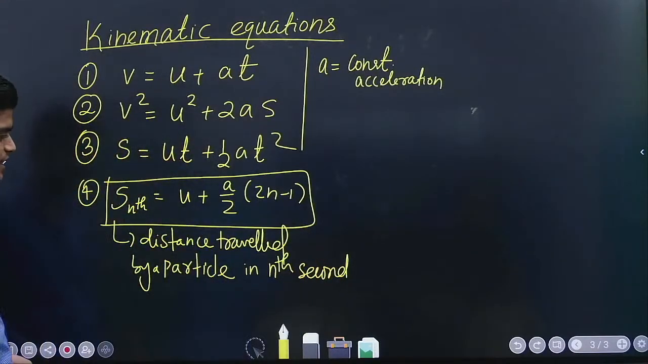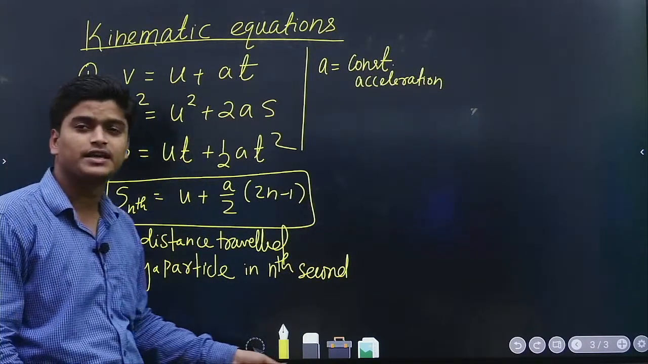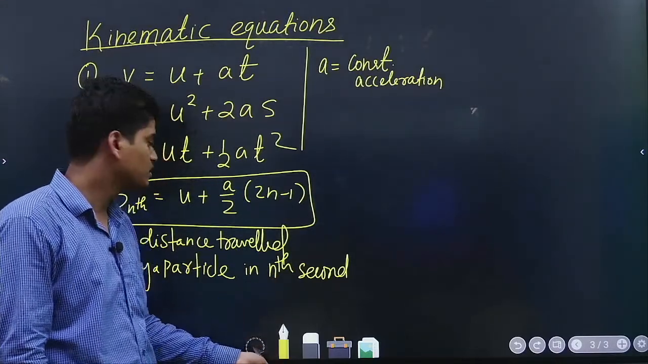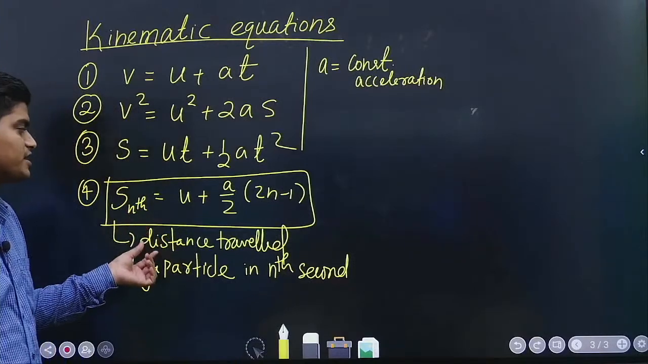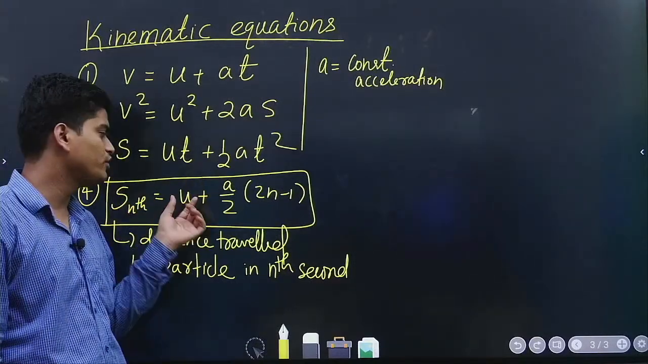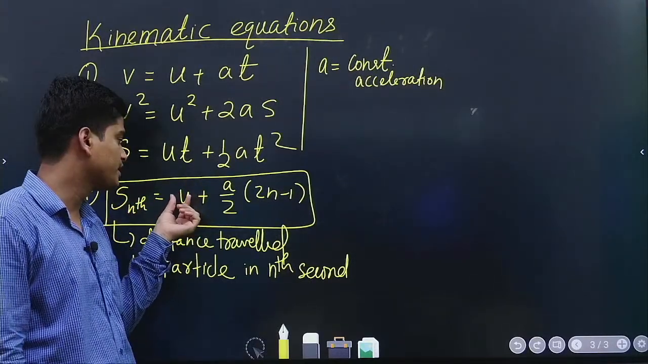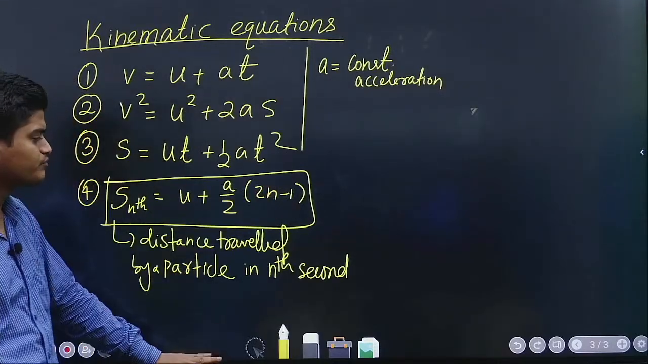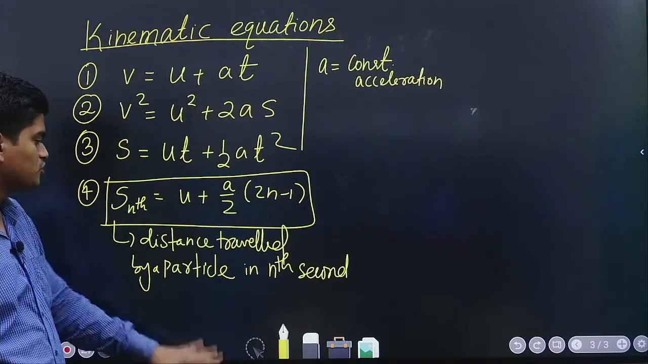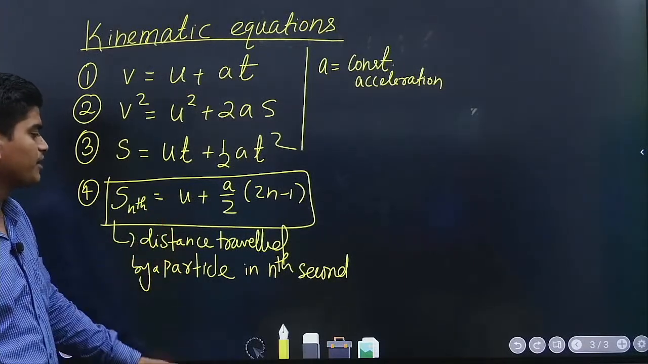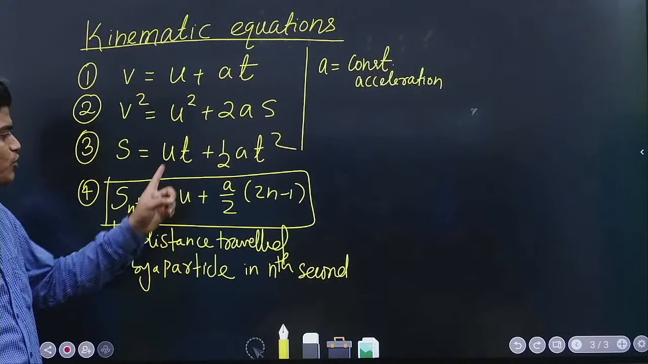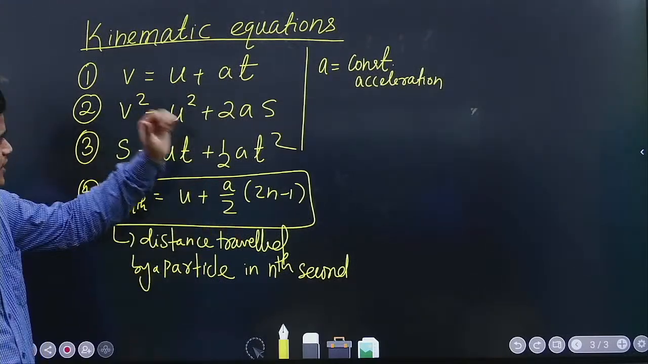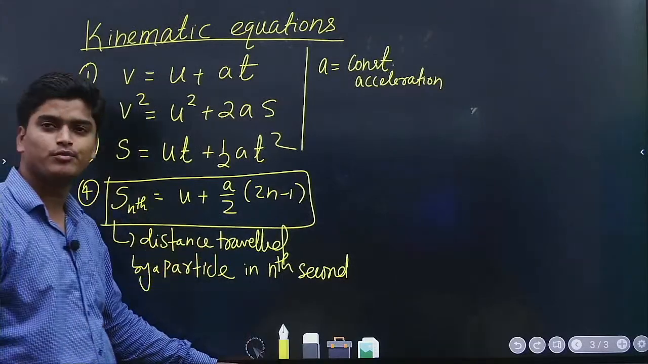So the particle is moving. If the question is asking about the nth second, say the fifth second, displacement or distance, then you can write u plus a by 2. Initial velocity will be given, or if it says initially at rest, then u will be 0. It will be a by 2 into (2n minus 1). We'll see that type of questions. So remember, the distance traveled by a particle in the nth second is u plus a by 2 into (2n minus 1). In kinematic equations, these 4 equations are very important.